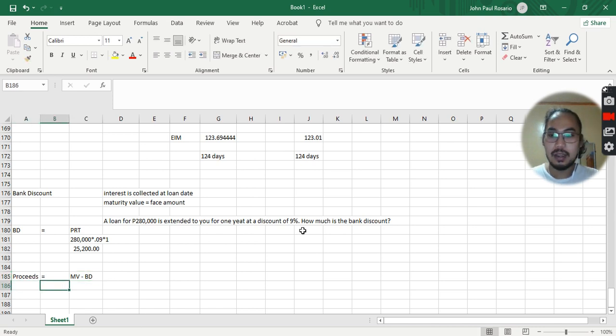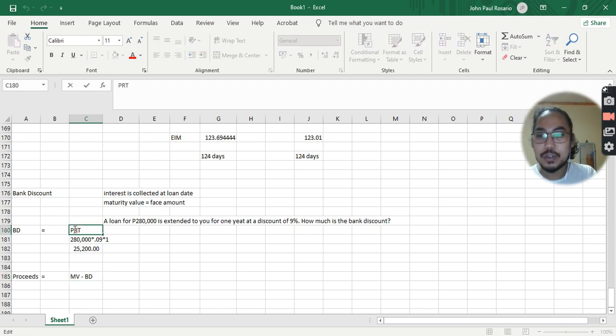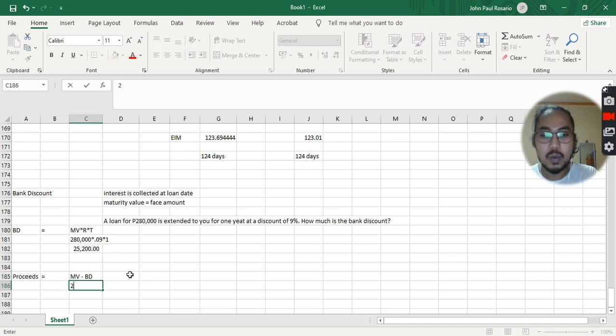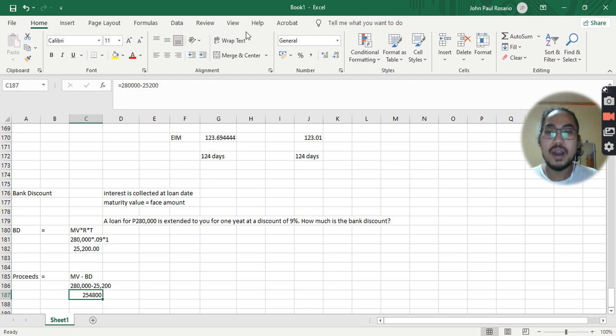Okay? Actually, it's confusing if I use principal, no? Let me see. Yeah. So, for bank discount, again, we don't use principal as the term for the face amount of the loan. We use the term maturity value. So, maturity value times rate times time. Okay. So, for the proceeds, how much you borrowed, which is the maturity value, you subtract the bank discount. So, that's 280,000 minus 25,200. So, your proceeds then is equal to 254,800.